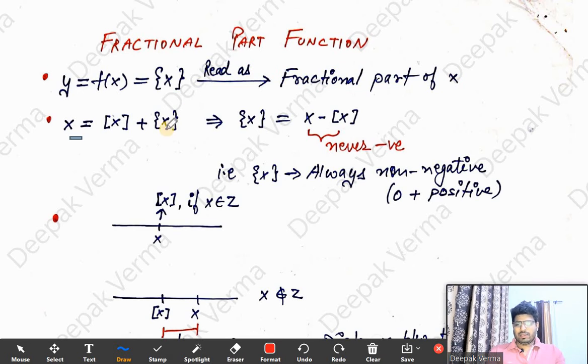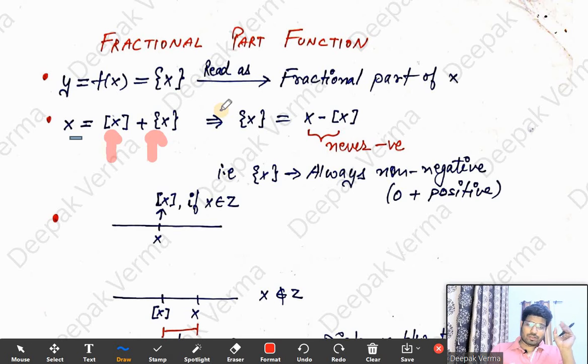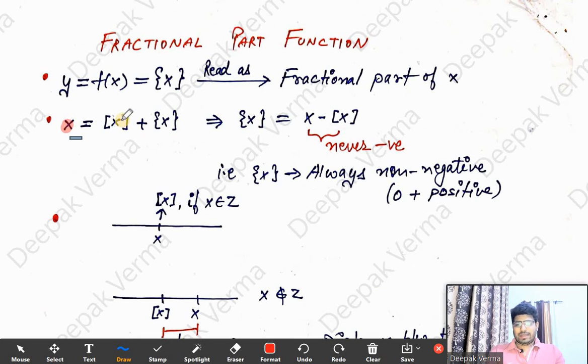Got it? Now let us take any number. Any number in the world can be represented as integral part plus fractional part. Any number comprises an integral part and a fractional part. Got it? So here x is any number, that is, integral part plus fractional part. I hope you are getting my point. So the integral part is shifted to the left, and we get fractional part equals x minus [x]. Is it clear?